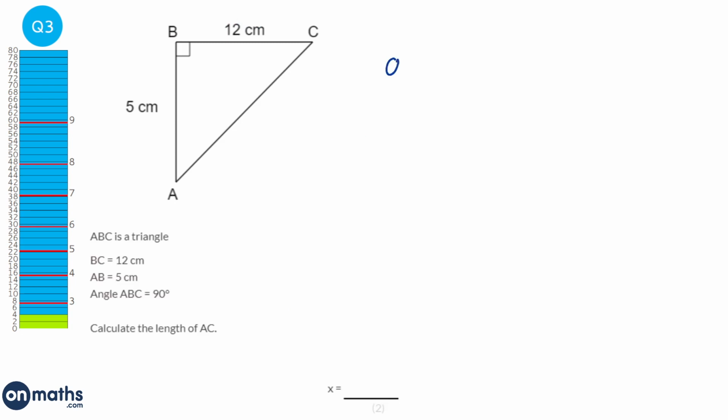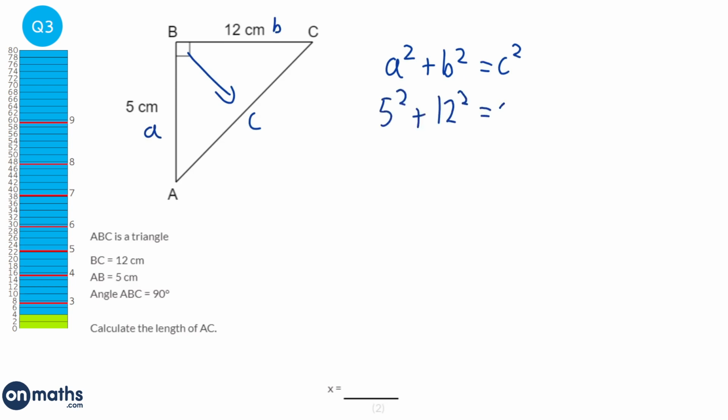So Pythagoras says that a squared plus b squared equals c squared, and the c is the one opposite the right angle. So I'm going to label this a and b, so it would be 5 squared plus 12 squared equals c squared. 25 plus 144 is equal to c squared, and then 25 plus 144 is 169.